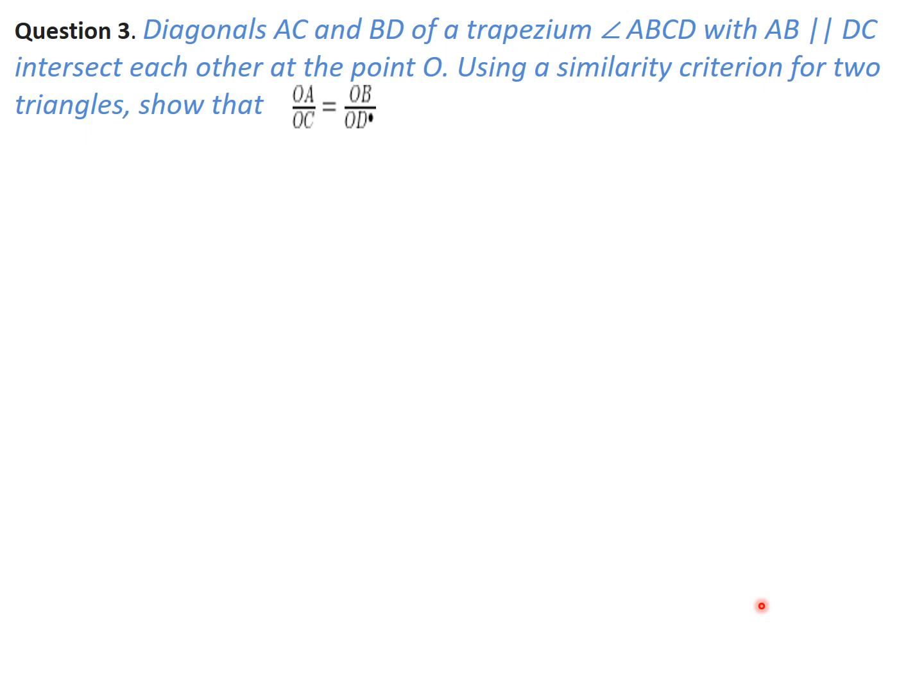Diagonals AC and BD of a trapezium ABCD with AB parallel to DC intersect each other at the point O. Using a similarity criterion for two triangles, show that OA by OC is equal to OB by OD.